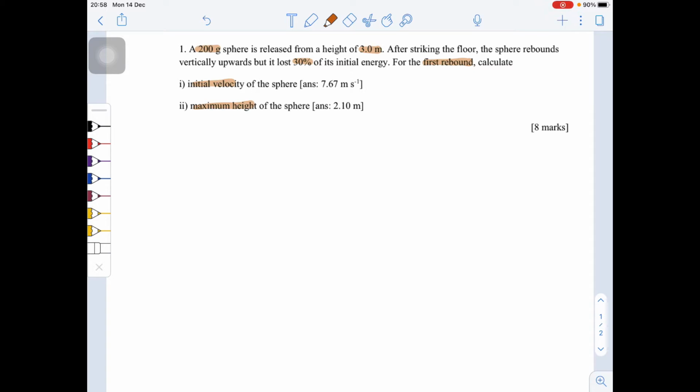Okay, so let's draw how exactly this sphere is. We have a sphere, which is released at the height of 3 meter. Let's say this is the floor, and this sphere is released at the height of 3 meter here. When it says release, meaning that the velocity when it is released is equal to 0 meter per second. After striking the floor, the sphere rebounds vertically upward.